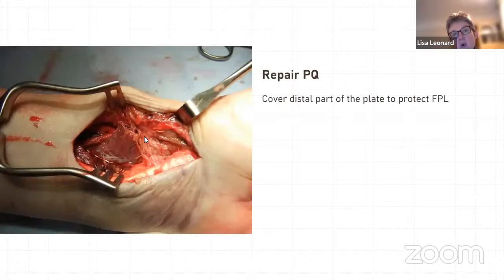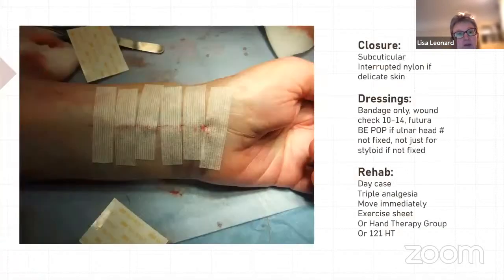Then I always try and repair pronator quadratus unless it's been in absolute tatters, and I do think it's worth putting some stitches in there of the distal part to cover the plate, and that protects your FPL. I usually use a subcuticular closure, but in very delicate little old lady skin I would use interrupted nylon. That's my go-to safe suture.